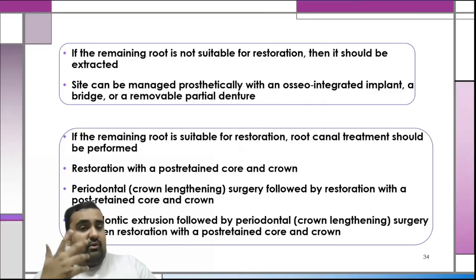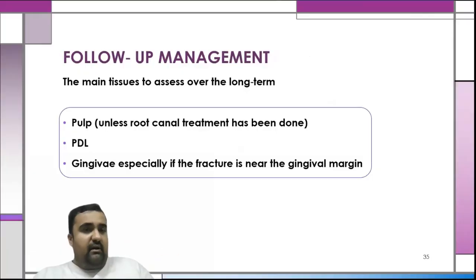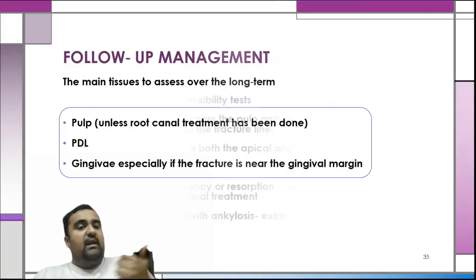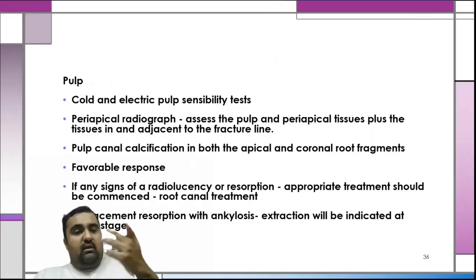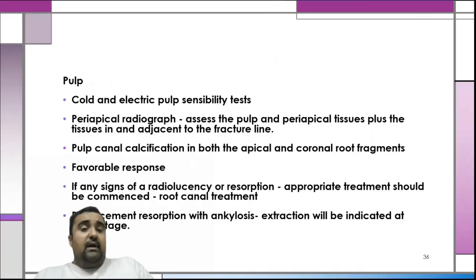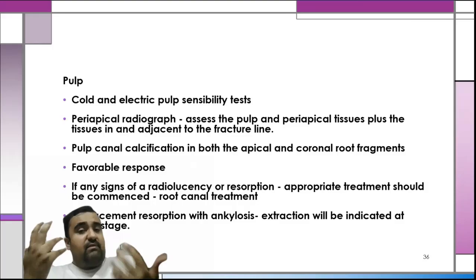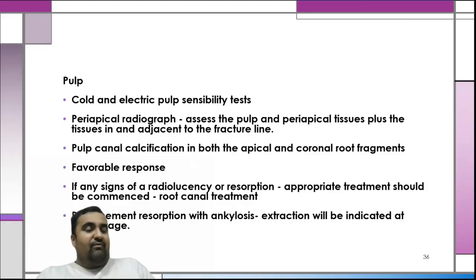Crown lengthening can be done, orthodontic extrusion can be done, and restoration with a post-retained core and crown can be done. Root canal treatment, if needed, should be taken care of. Follow-up management: the main tissues to assess over a long period of time are the pulp, PDL, and gingiva. Pulp: you can always go for your cold and electric pulp sensitivity tests. Assess your periapical radiographs very well, especially the tissues adjacent to the fracture line. Look for any changes in the pulp canal. There could be pulp canal calcification in both your apical and coronal root fragments.